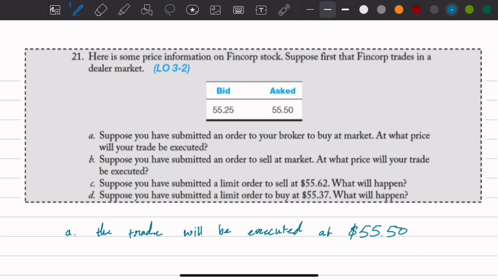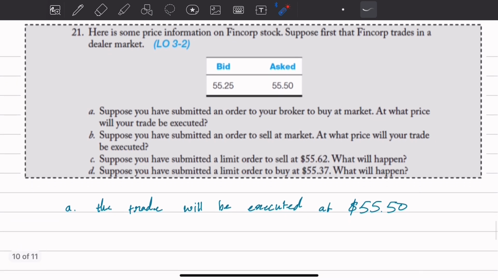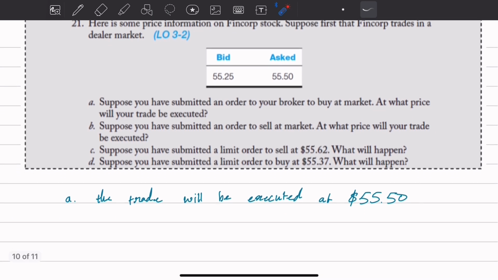Okay. Part B, it says, suppose you have submitted an order to sell at market. At what price will your trade be executed? Now we have the opposite scenario. We want to sell at market prices. So this time we're going to look at how much the dealer is willing to pay in order to buy this stock, which is the bid price, right?